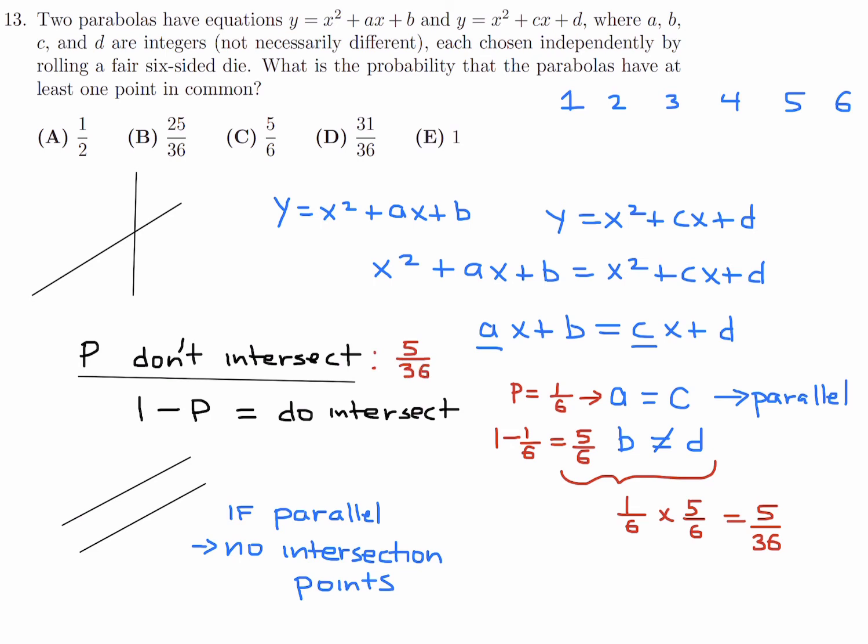But we want that they do intersect, so you have to do 1 minus p. And that's going to be 1 minus 5 over 36, and that is 31 over 36. So number 13, the answer is D.